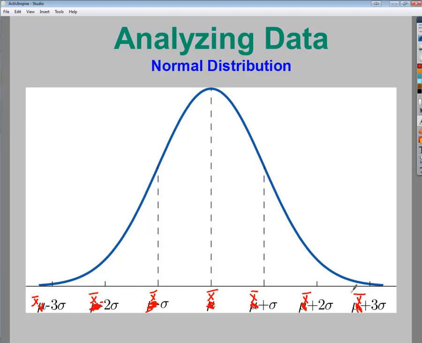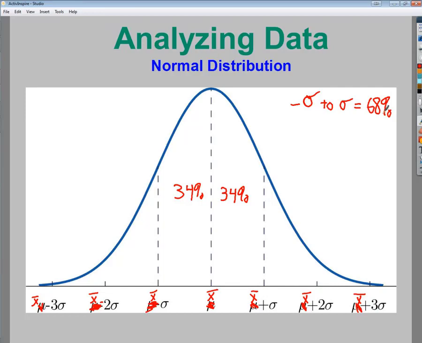Now, for each section, one standard deviation below and one standard deviation above, this is called the normal distribution curve. It'll be something like 34% of the data that will fall in each one of these segments. So the percentage of data between one standard deviation below to one standard deviation above is 68% or so of the data, which is a lot. So a lot of it falls within one standard deviation.